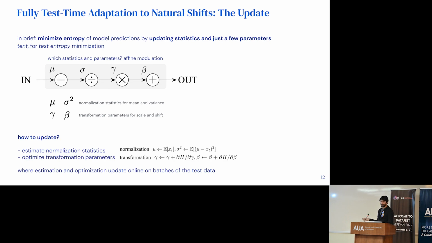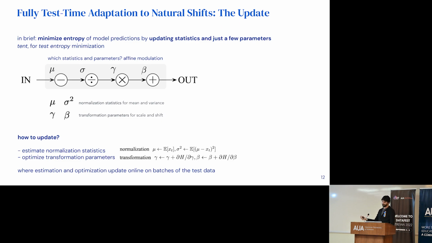What we will do is we'll update these normalization statistics, the mean and variance, on the test data rather than the training data. Normally, we collect it all during training, but this is one simple step we can take to say if the test data has changed, it might have a different mean and variance. So let's update that as we do a forward pass of our network.